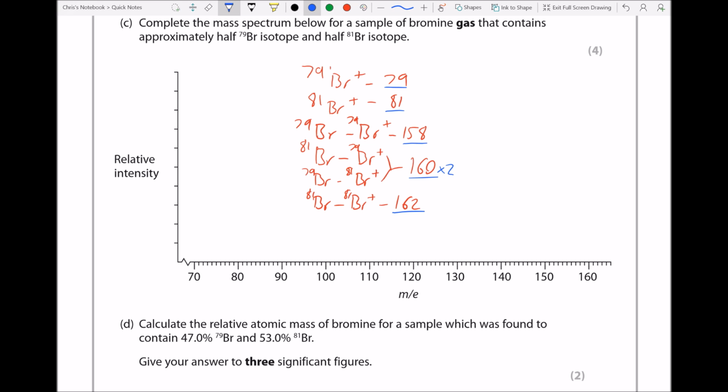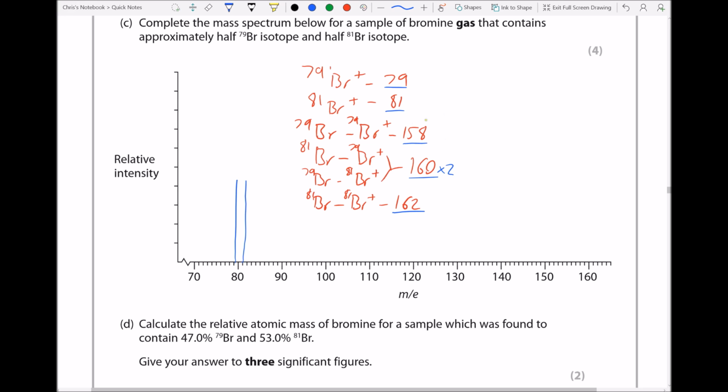So right, this is going to be a little bit interesting for me because I'm trying to draw it on a screen and keep it straight. We're going to go for 79 first. So there's 79. Okay, it's not too bad. And then we've got another one at 81. Now these ones are going to be the same height, because we've got an equal amount of them, approximately half 79 and half 81.